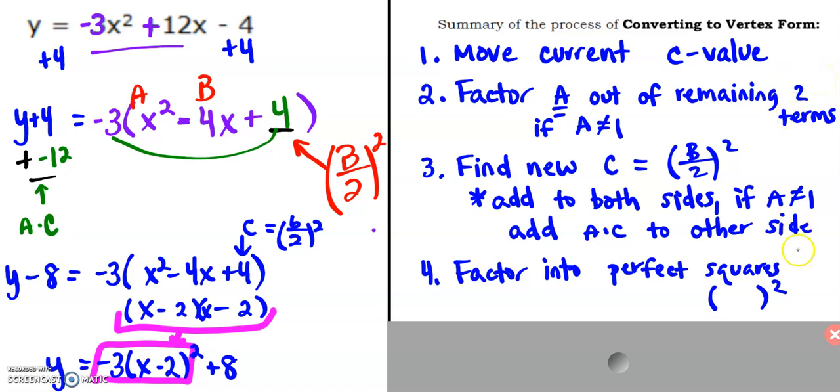These are the things I think about, and this is how this process makes sense to me. I move c, I factor out a. Find my new c, I factor again. It's kind of a bouncing between deal with c, factor some stuff out. Deal with c again, factor again. This is how it makes sense to me.